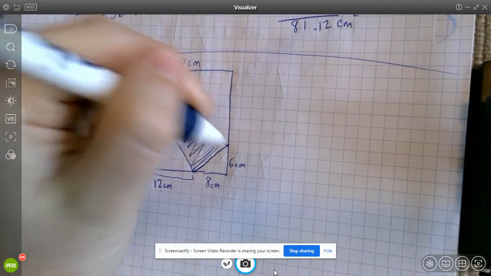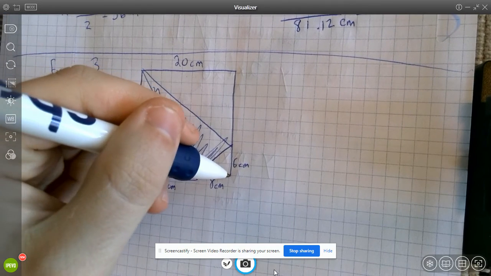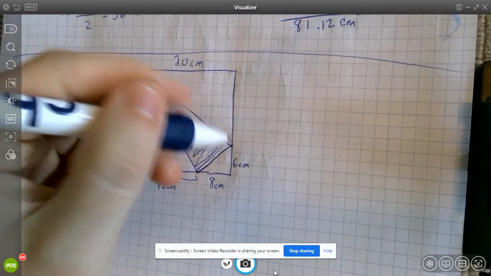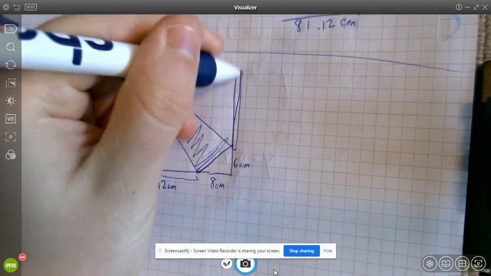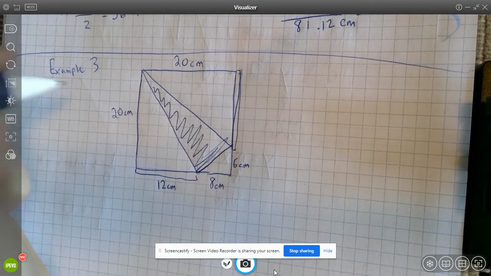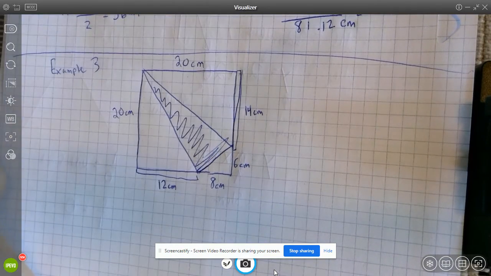Then we're going to use the same process over here. We know that the length is 20. This time, we know from here to here is 6. So what is the length for the rest of that? Hopefully you're saying that length is 14 centimeters.